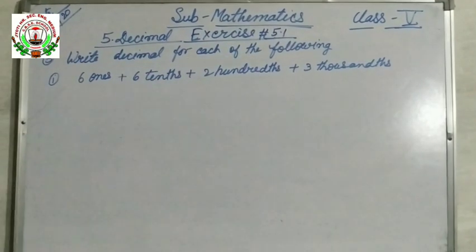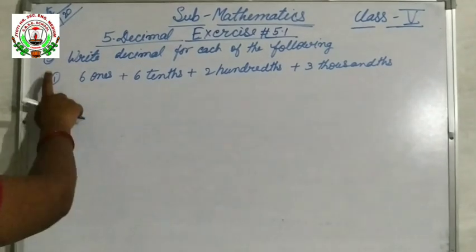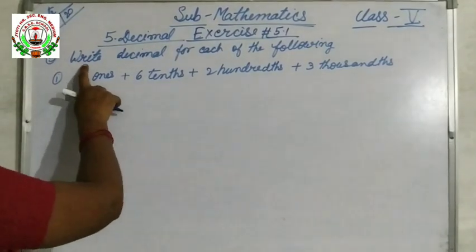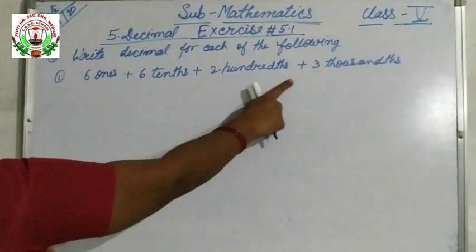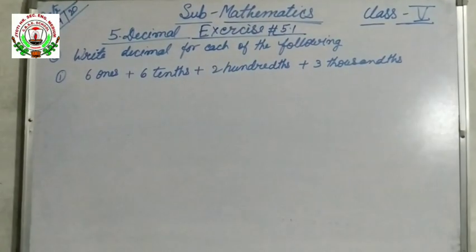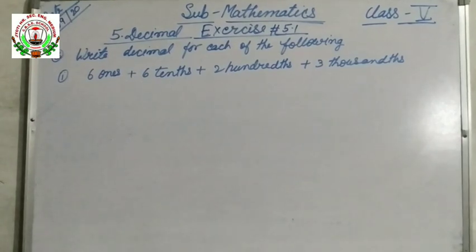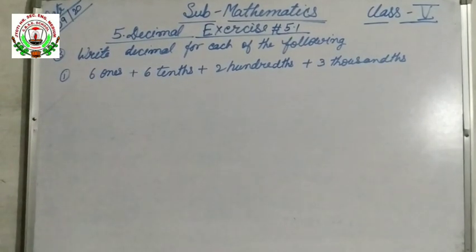We have completed question number 1 and 2. Today we will see question number 3. Here, write decimal for each of the following. It is given in words, and in expanded form you have to write in the decimal form.